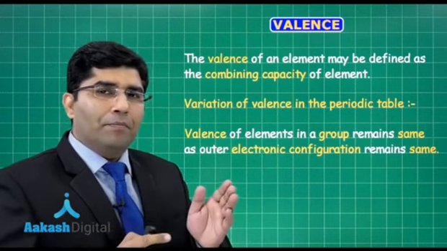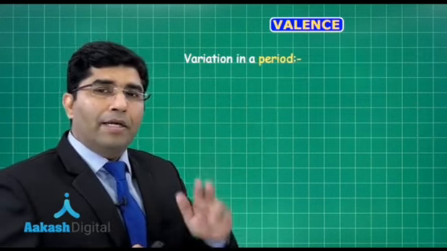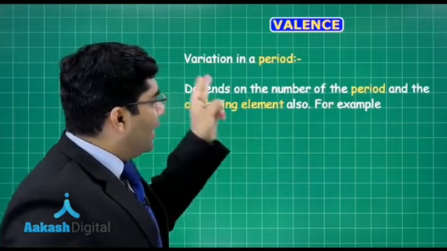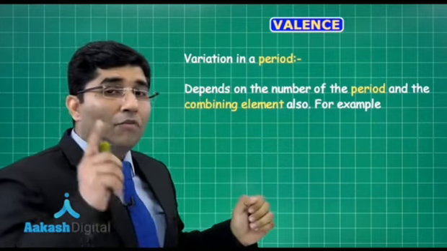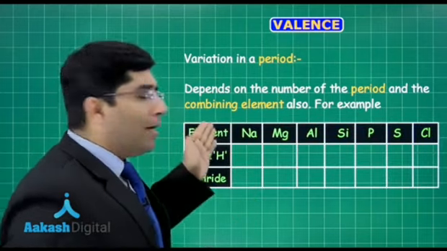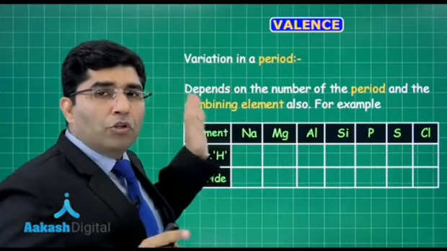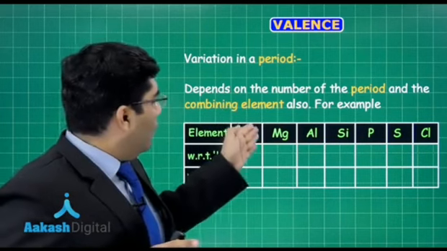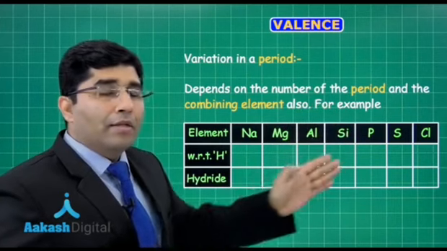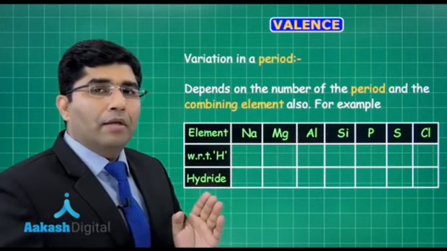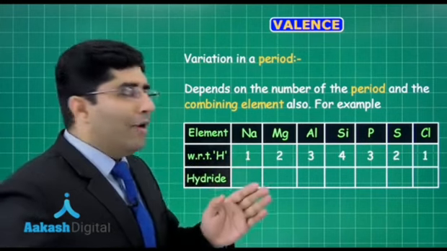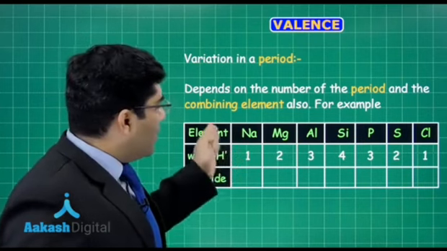But across the period, it depends on two things. First is in which period it is present, and the second one is with which element it is combining. For example, if we take the third period, meaning sodium, magnesium, aluminium, silicon, phosphorus, sulfur, and chlorine, they all are members of the third period. If they combine with hydrogen, their valency will vary in this manner. First it will increase, then it will decrease.